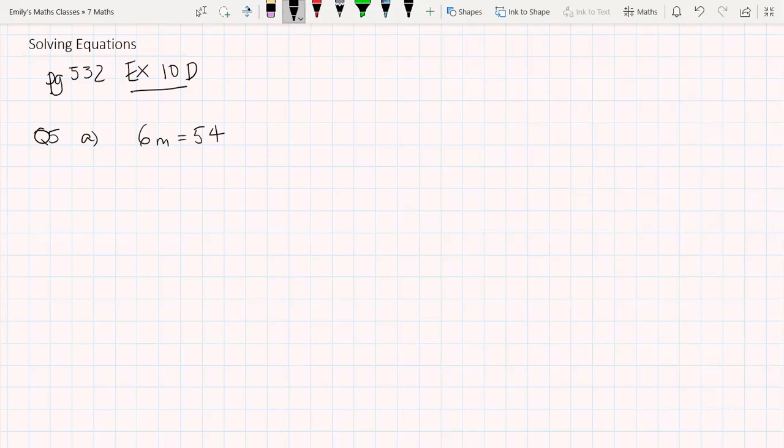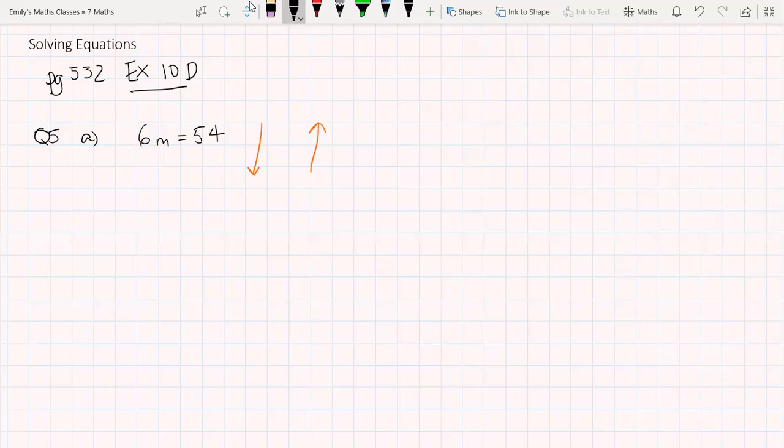So if we have a look off to the side here, I want you to think about what happened to the equation. What happened to the m and how do we undo it? That's what those little arrows stand for. They're not compulsory, but we can have a think about it.